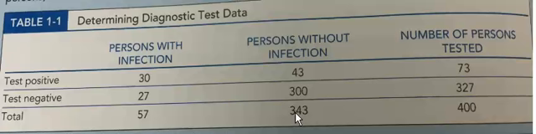What is the prevalence of HIV in the population tested? Prevalence is defined as the proportion of people who actually have the infection in relation to the total population at a point in time. Therefore, the prevalence of HIV in this population is 57 over 400, or 14.3%.